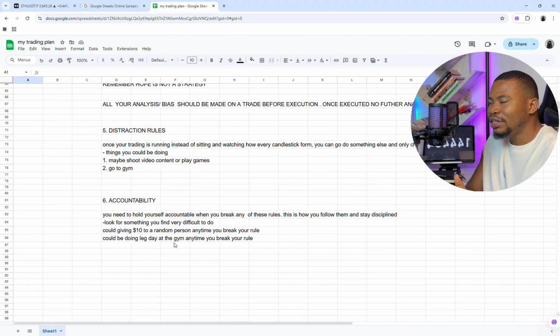So if you want to get to that point, the trading plan is very important, and these rules are very, very important. In as much as you're writing them, the most important thing is following these rules.